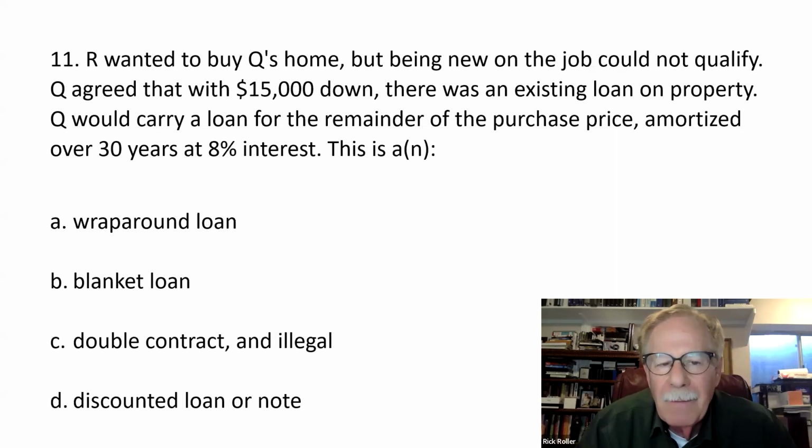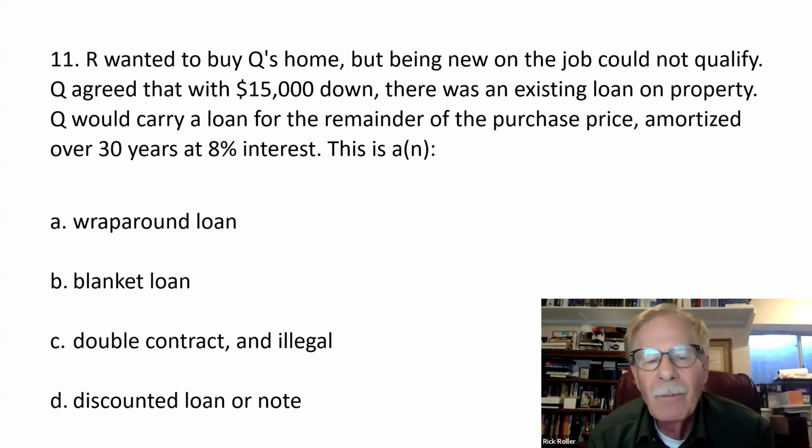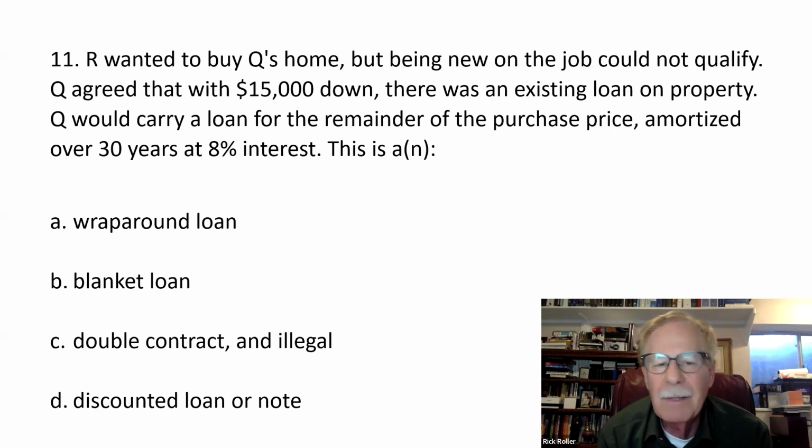So Q agreed that with 15 grand down, there was an existing loan on the property, Q would carry a loan for the remainder. Now, R wanted to buy Q's home. So who is Q? Q is the seller. But being new on the job, R couldn't get a loan. But the seller said, well, I'll tell you what, if you come in with a hefty down payment, like 15 grand, then I'll help you with the financing. In other words, they carried part of it. So Q would carry a loan for the remainder of the purchase price amortized over 30 years at 8%.